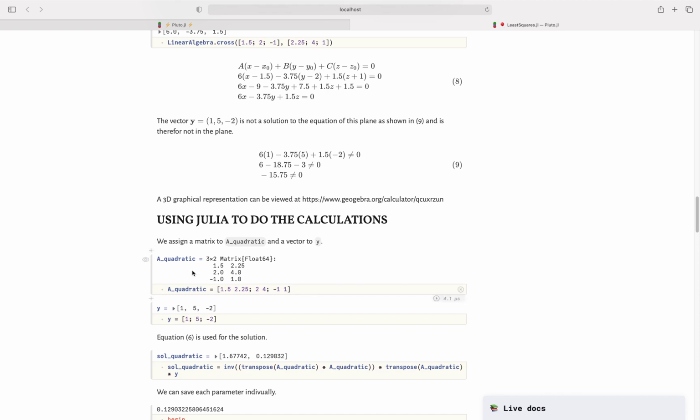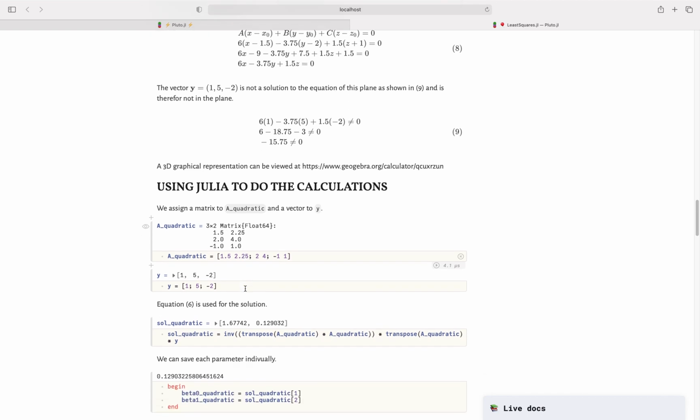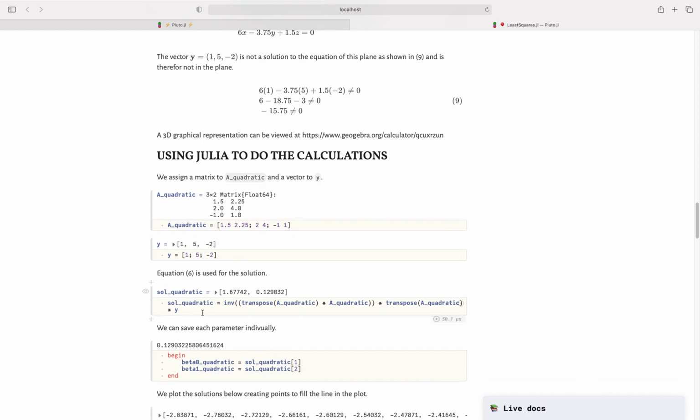I'm going to create a matrix here called A underscore quadratic. And those are my 2 column vectors in it. I'm creating a vector y, and you can see it there. And now I'm just using equation 6 to solve for that. The inverse, as you can see there, of the transpose times the matrix itself.